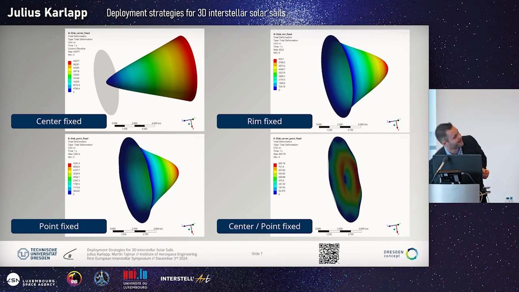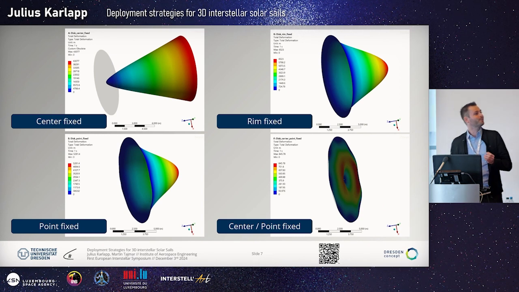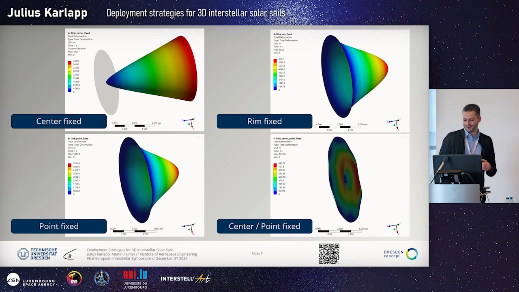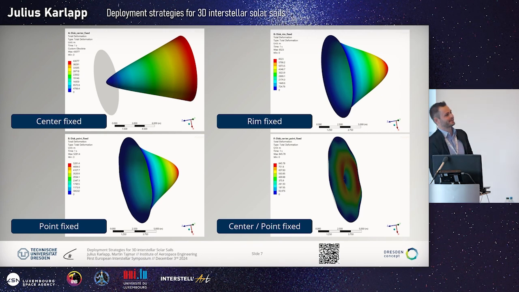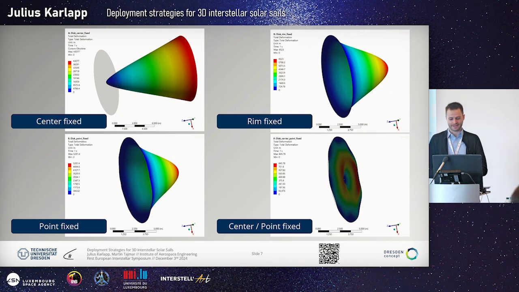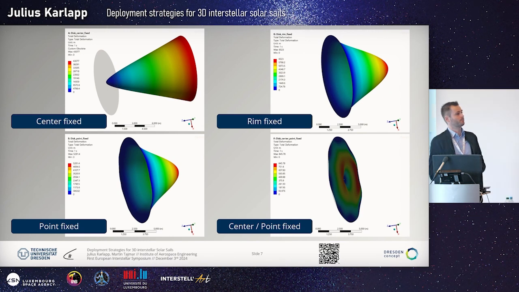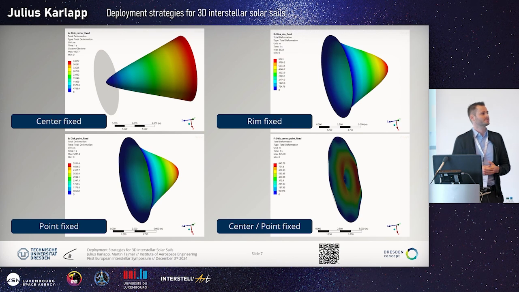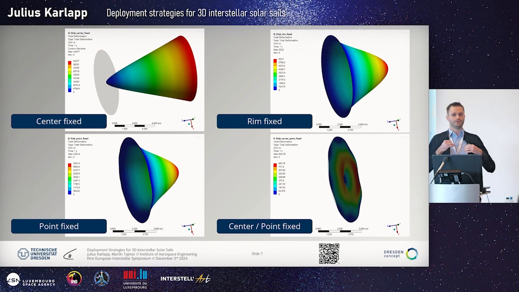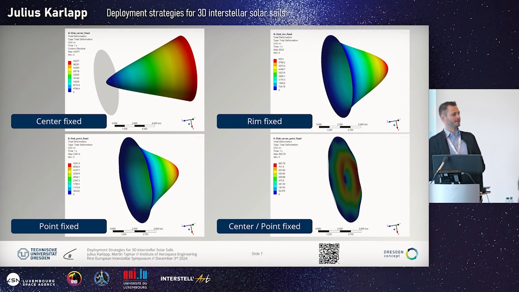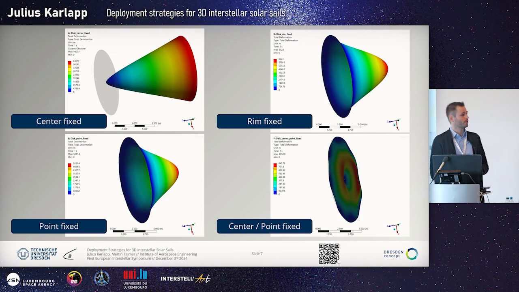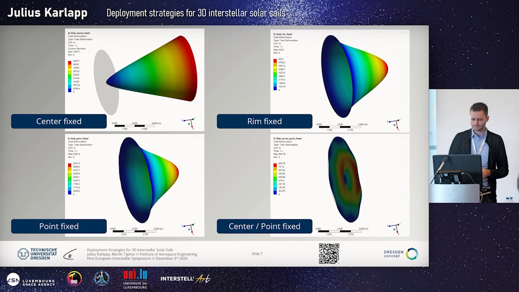Okay, let's go on. So on the top right, there is a rim fixation, basically, which holds the sail in place. The bottom left is more like a point fixation, you can say. For example, imagine struts going from the sail to the satellite bus. And on the bottom right, there is a combination of center and point fixed.